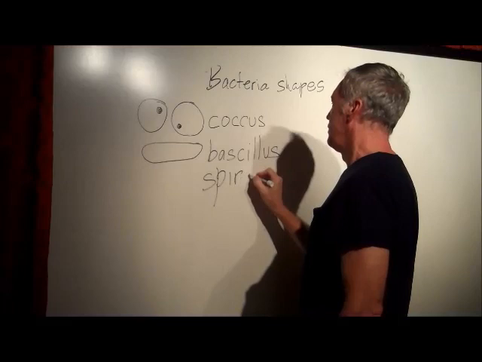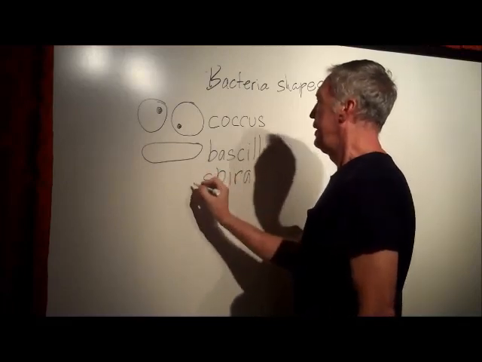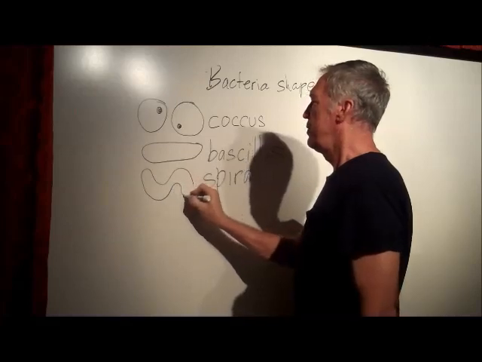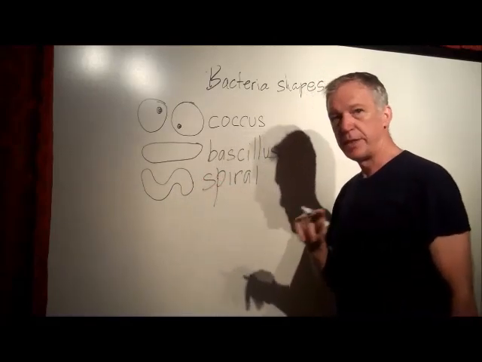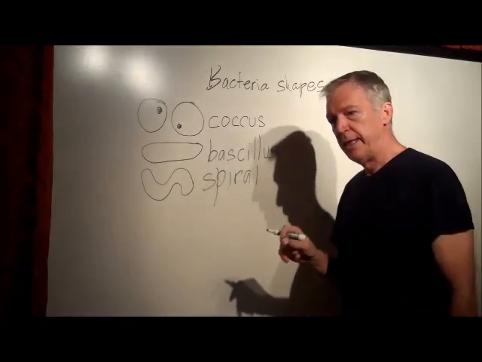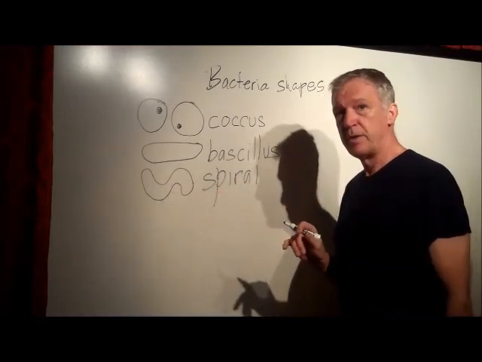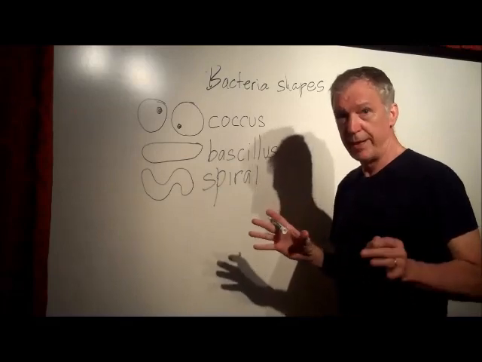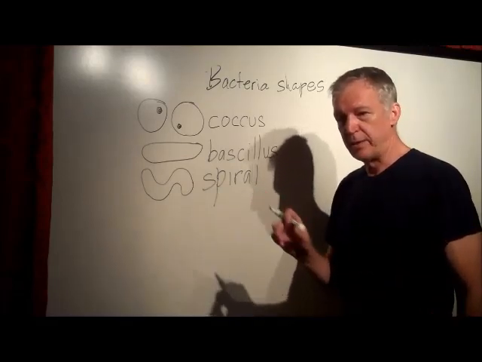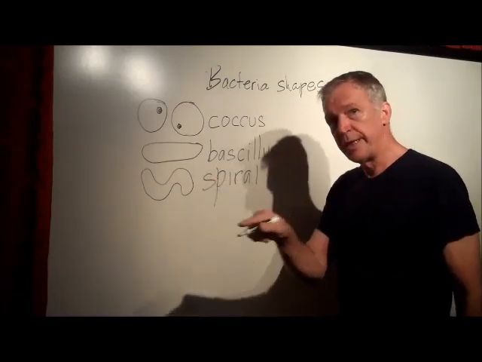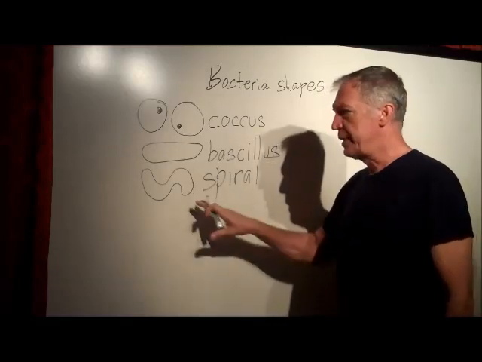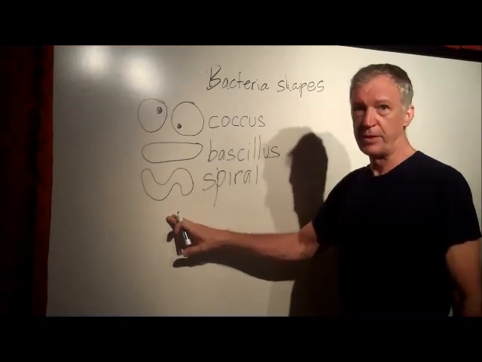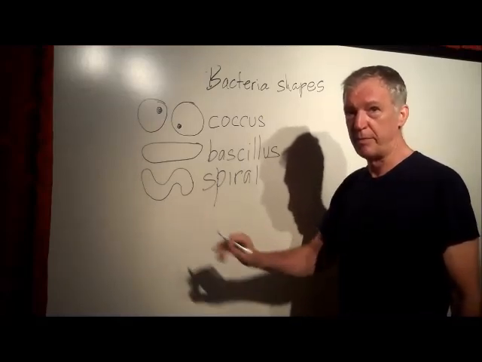We'll call it spiral for short here. And I like to represent the spiral as an S, but what you want to think of is a spiral is actually a corkscrew shape. And often they are also motile. They tend not to have clusters because they just hang out as one, and they go spinning and causing trouble by corkscrewing into tissue. Usually these are very hard to get rid of. An example of this would be syphilis or Lyme disease. These are caused by Spirelli-type bacteria.